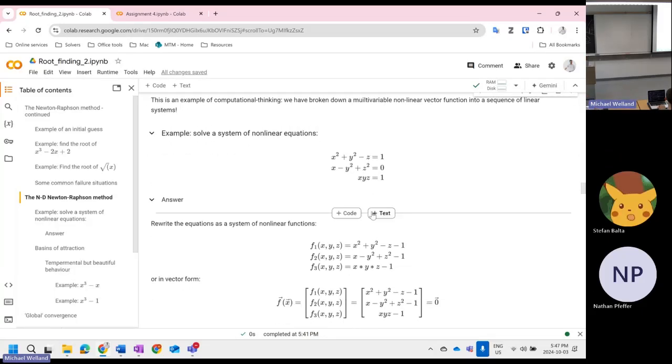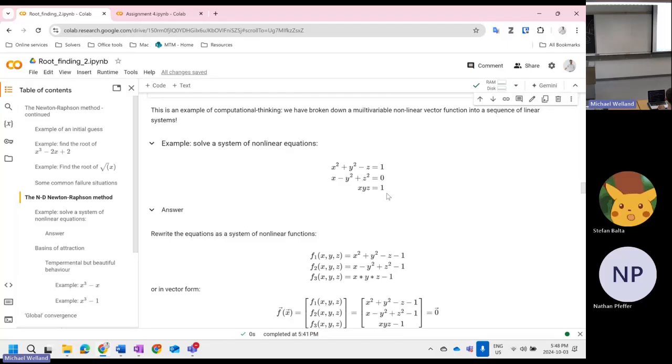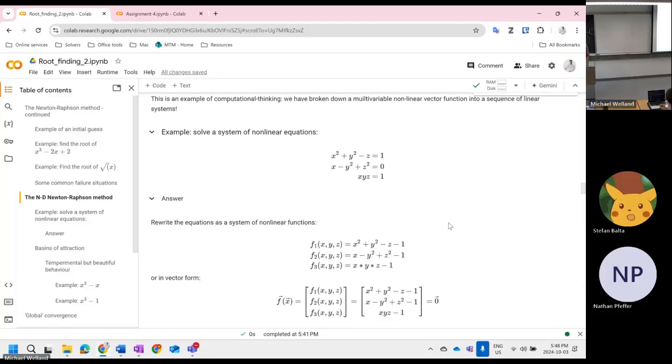Okay, here's an example. Let's solve a system of nonlinear equations. This is super ugly, but we can still do it. By the way, paying attention, right? This is my warning.